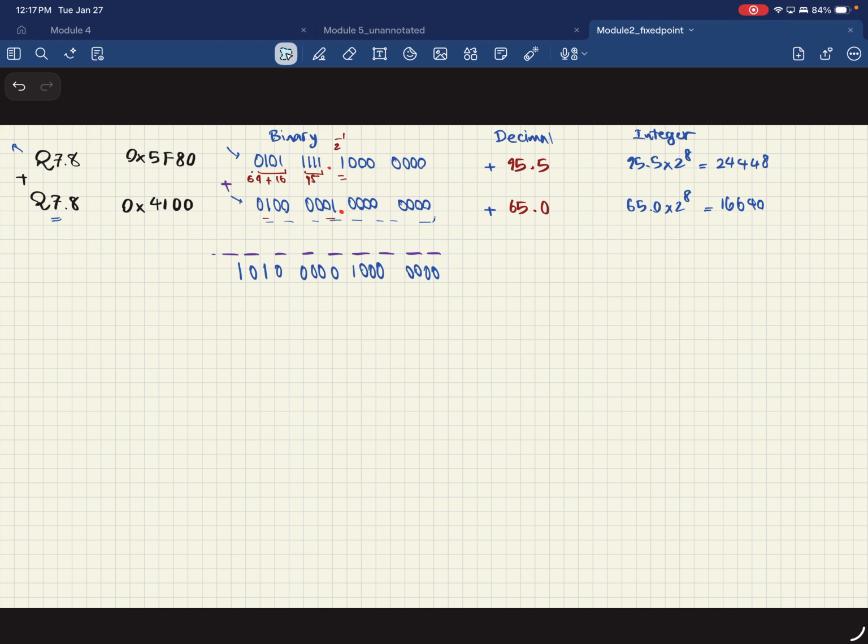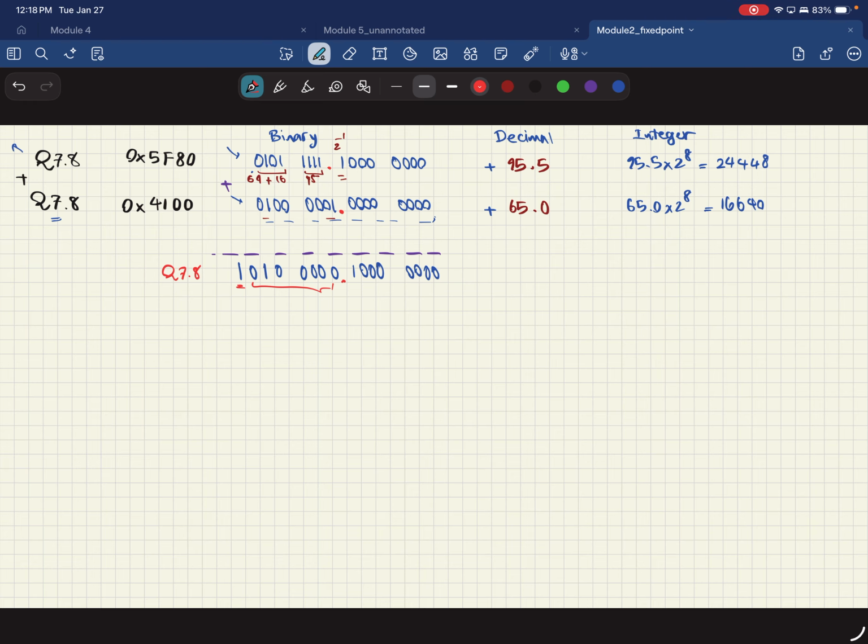Did I add them correctly? Right? Perfect. Okay. Is that a positive number or a negative number? It's negative, right? If you look at this in Q7.8, this is your sign bit. You have 8 bits here for the fractional part, and this is your integer.